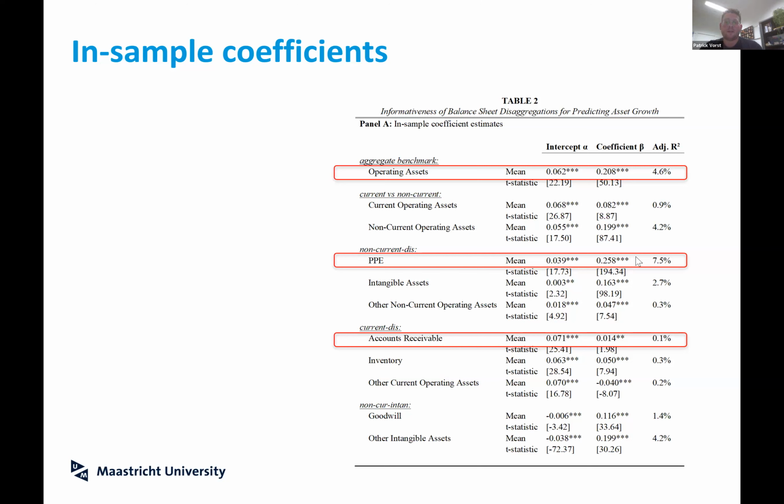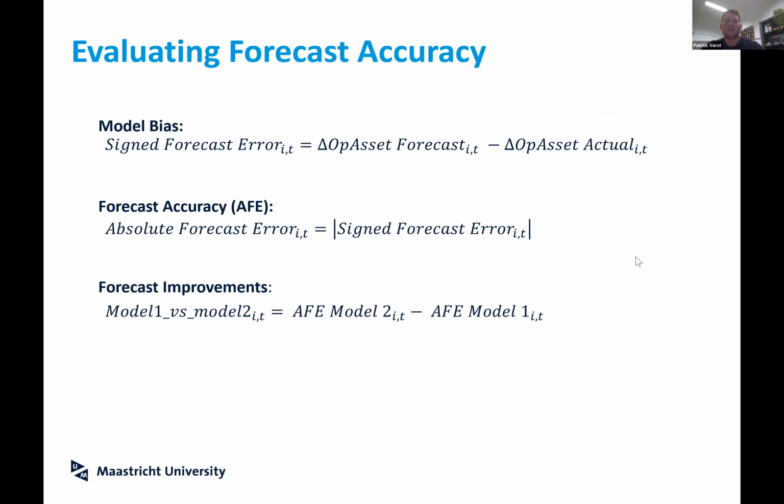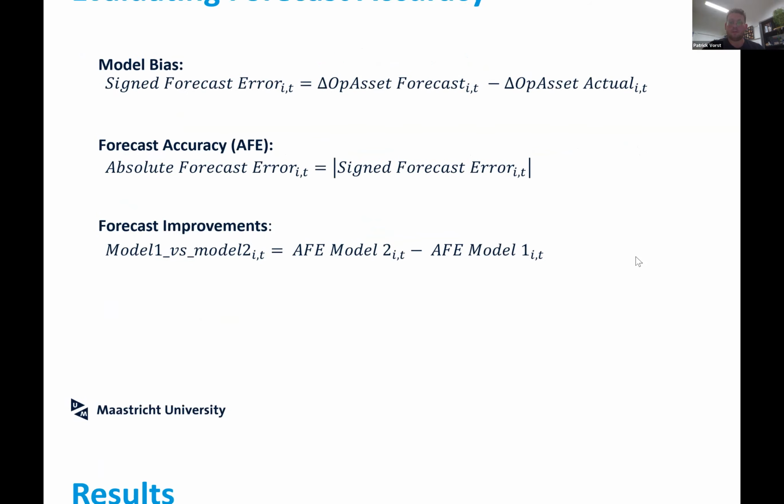So we take these estimates to come up with a forecast. As I said, for example, for the non-current DIS model, we would take each of the components, which in that case would be current assets and the three decompositions of non-current assets, and aggregate that into a new disaggregated operating asset growth forecast. And then to see which of these models are more accurate at firm level, the most important one would be the last one that we label here, forecast improvements, where we compare the forecast accuracy of the disaggregated forecast to the forecast accuracy of the aggregated forecast.